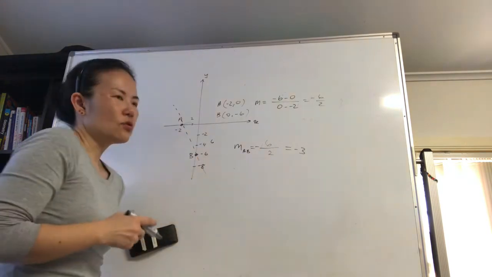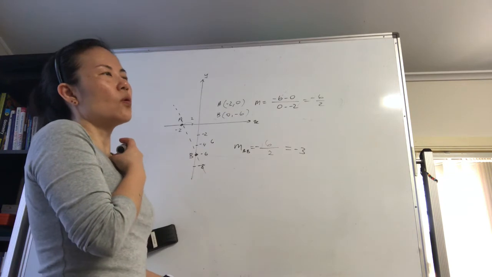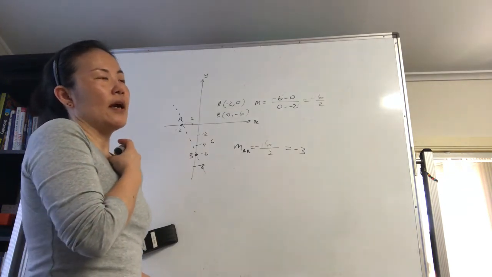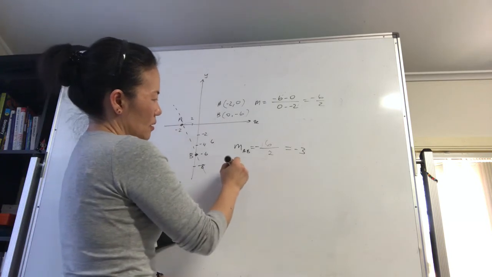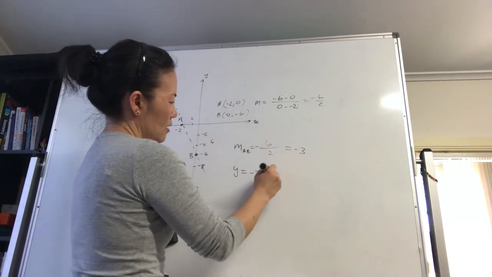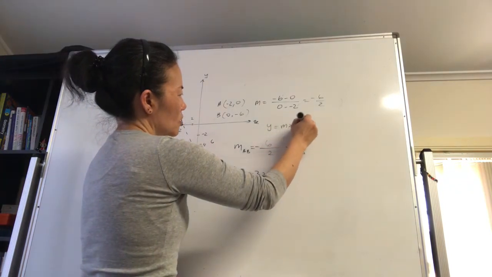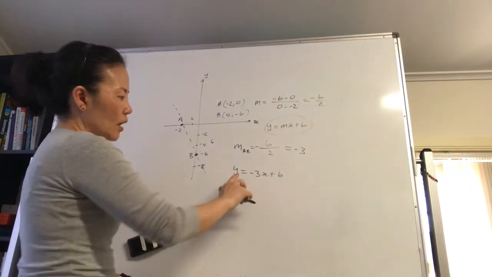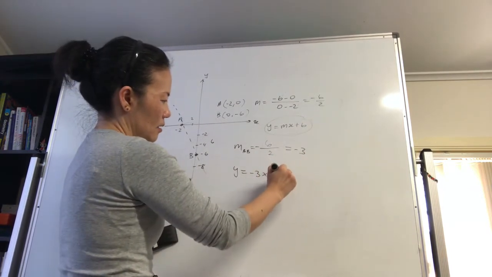Now you can do the gradient-point formula or the gradient and intercept formula. So I'm going to just use intercept. So y equals minus 3x plus b, because that's mx plus b. I'm just using this. And I know the gradient is minus 3. Now b, this is b.